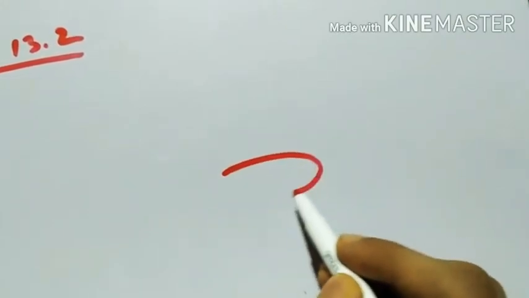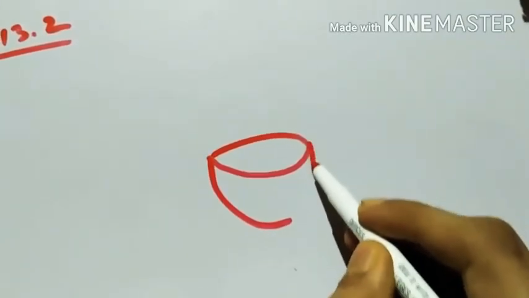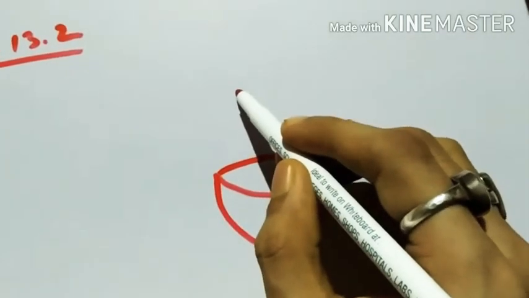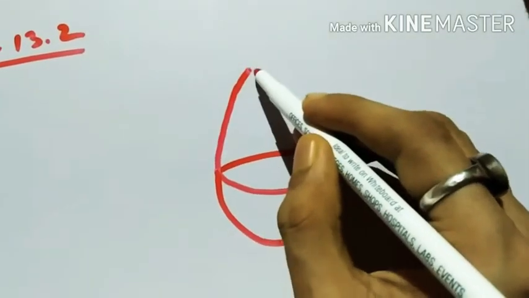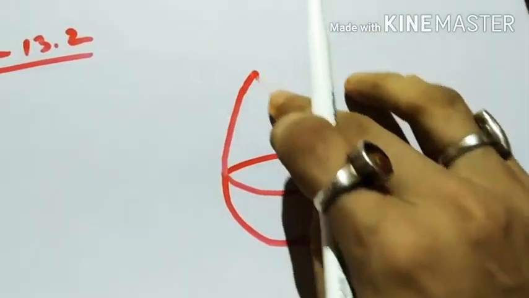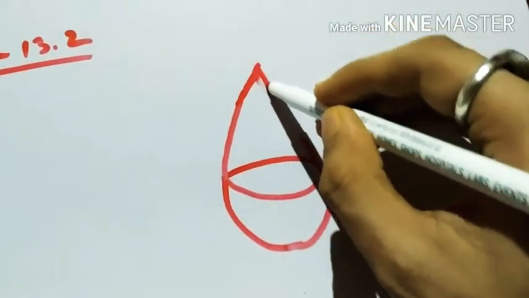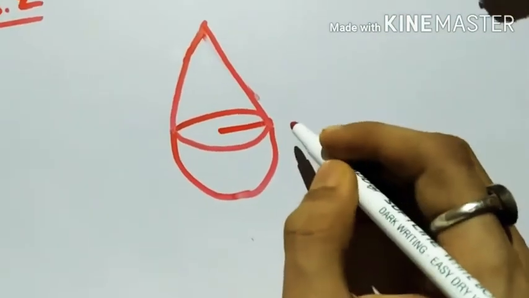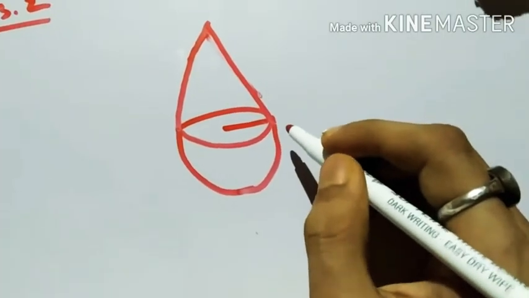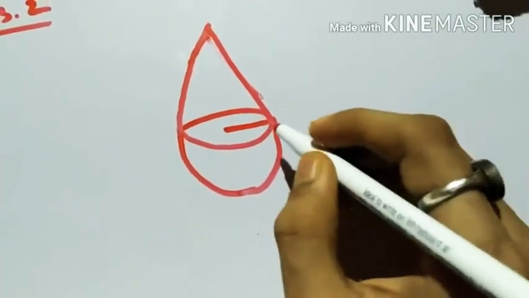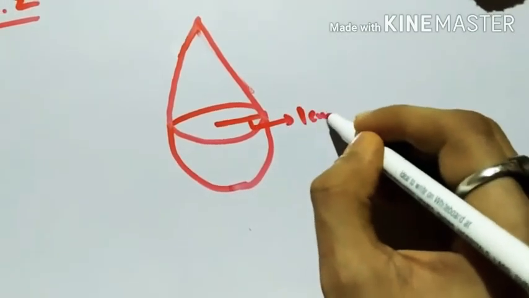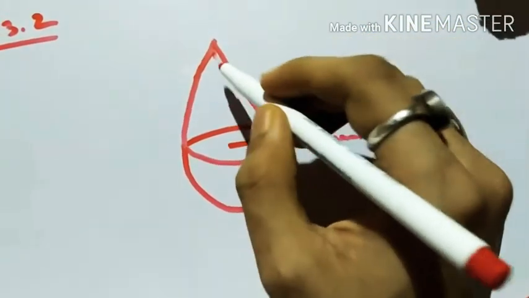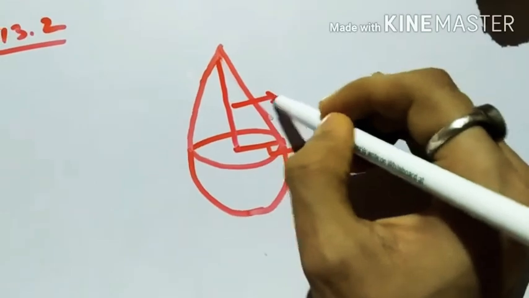So first of all, there is a hemisphere, and standing on this hemisphere there is a cone. The hemisphere radius and the cone radius, they are all the same. It is 1 centimeter and height of the cone is equal to its radius. Height is also 1 centimeter.